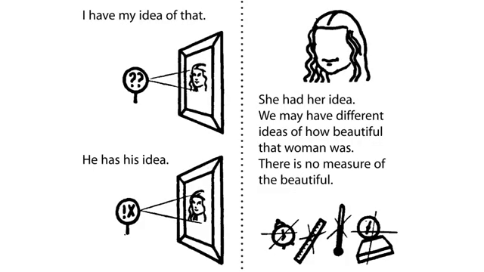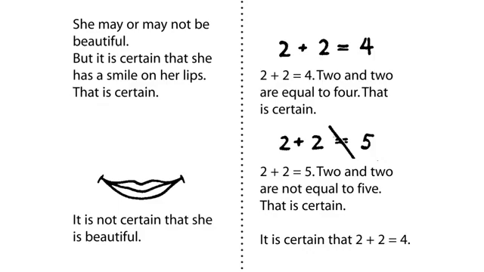I have my idea of that. He has his idea. She had her idea. We may have different ideas of how beautiful that woman was. There is no measure of the beautiful. She may or may not be beautiful, but it is certain that she has a smile on her lips. That is certain. It is not certain that she is beautiful.